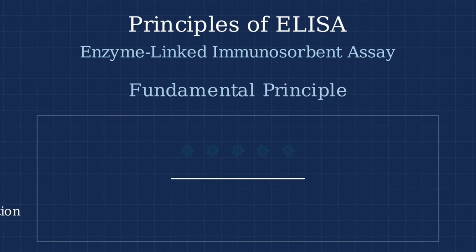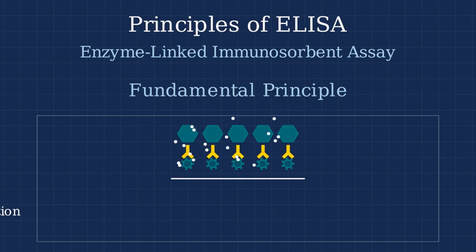First, antigens are immobilized to a solid surface, typically a microplate well. Next, antibodies specifically bind to the target antigens. These antibodies are linked to enzymes such as horseradish peroxidase or alkaline phosphatase. When the enzyme substrate is added, it produces a measurable product, often a color change that can be detected.